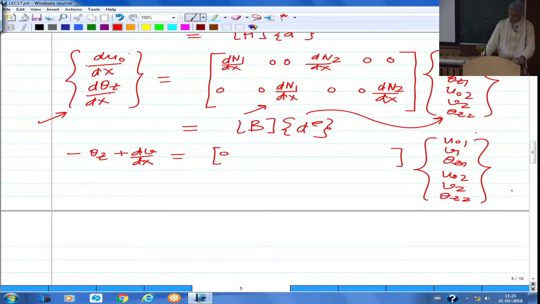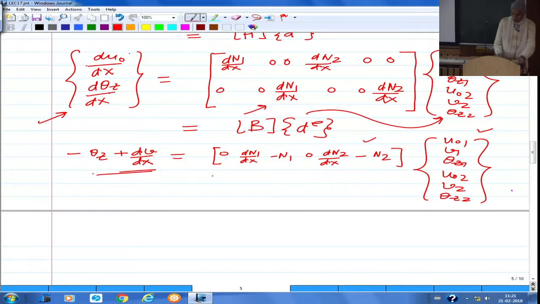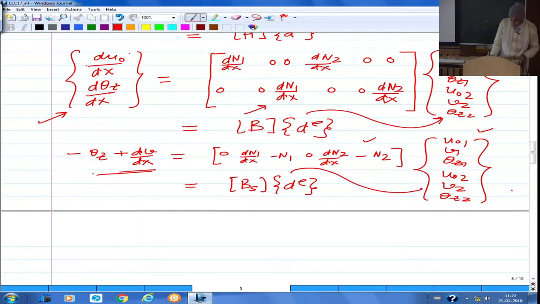Now that you are splitting into the multiplication of this and this, here we will have the second term dn1 by dx, and for the theta you will have minus n1, then again 0, dn2 by dx and minus n2. So see, when you multiply this with this, you will get this expression. And because this is coming from the transverse shear, let me denote this as Bs, and of course that's the vector of elemental degrees of freedom, and this is your Bs.